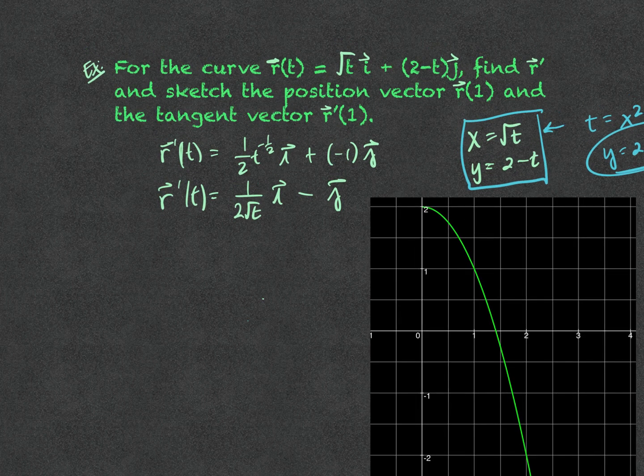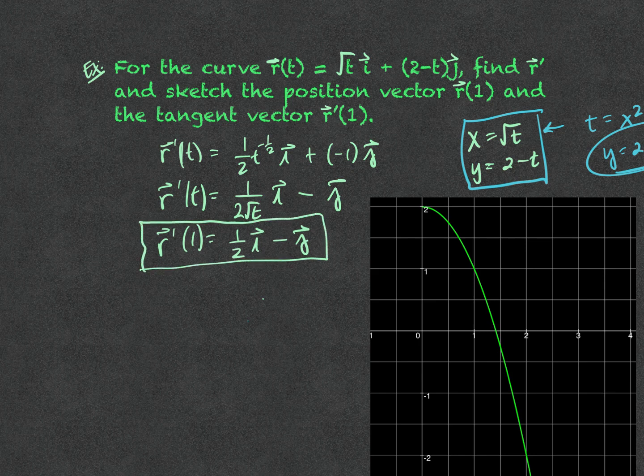Now notice it says find r prime. We're starting with t equals 1. Notice that we're supposed to find r prime and sketch the position vector r1 and the tangent vector r prime of 1. So right here we have our tangent vector. Let's find r prime of 1 while we're here. So this is 1/2 i when you put in 1 for t, minus just j. There's no t to plug it in. So we have found the tangent vector here. That's what we were supposed to do at r1.